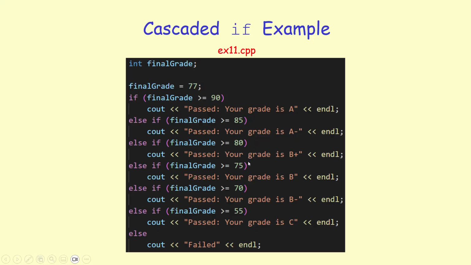Greater than or equal to 75, that's B. Greater than or equal to 70, that's a B minus. And if it is greater than or equal to 55, that's C. Otherwise, the student fails. This is just a hypothetical letter grades assignment. So what will happen is the control is going to start at the top, evaluate these expressions one at a time until one of them is true. If all of them are false, we're going to execute the else part.